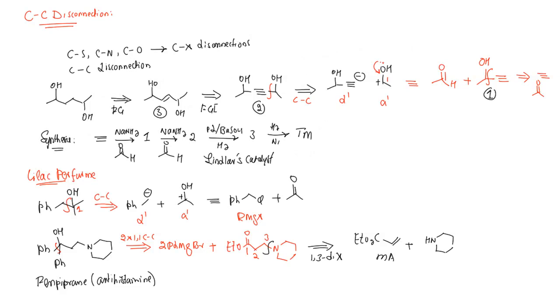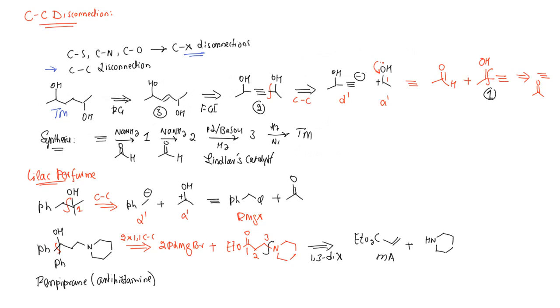So far we have tried three different types of disconnection, such as carbon-sulfur, carbon-nitrogen and carbon-oxygen disconnection. All these types of disconnection are known as C-X disconnection. Now we will focus on C-C disconnection, which is an important disconnection in retrosynthesis. Just consider a diol, which looks difficult at first instance.